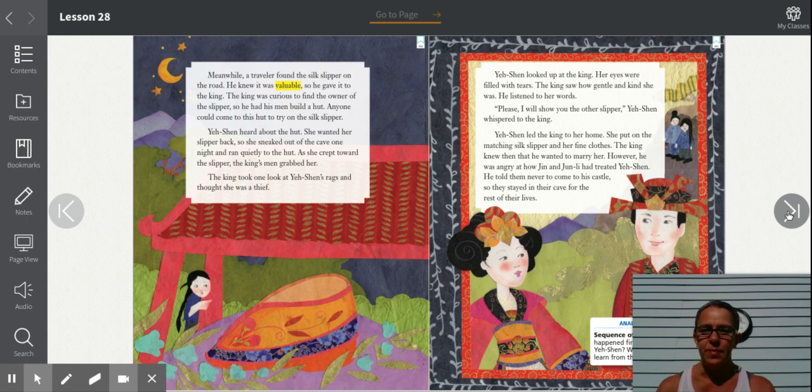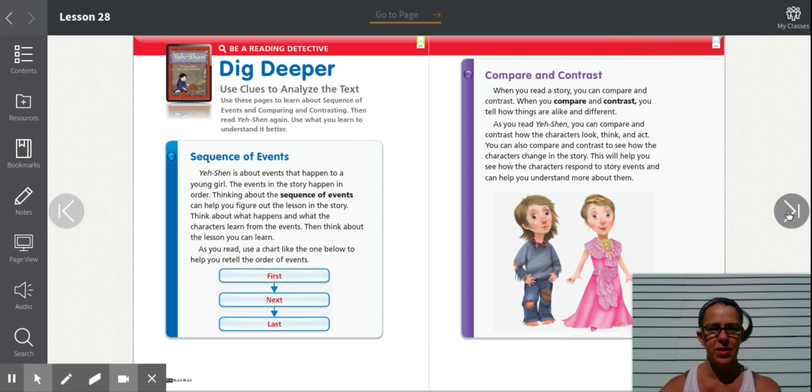So, let's think about, in this story, our sequence of events. So what happened first? Remember, in the very beginning of the story, Yeh-Shen was very sad, right? She lived with her stepmother and her mean sister. And she was very unhappy because all she had to do was cook and clean.